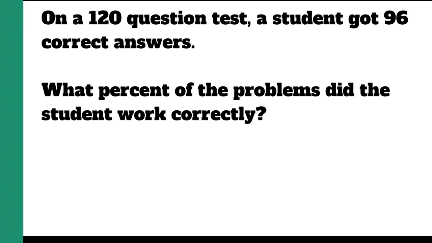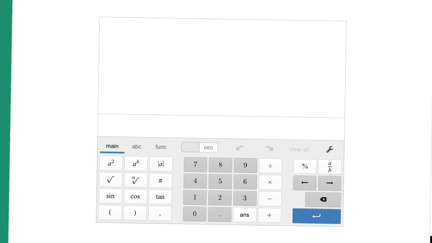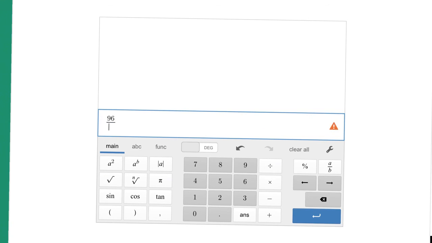Okay, on the last question, on a 120 question test, a student got 96 correct answers. What percent of the problems did the student get correct? So the first thing you should think is, what is my ratio? It's 96 out of 120. Next thing I would have done was get the calculator. So in your calculator, you would type your fraction. Oops, not 100, sorry, 120. So 96 out of 120, which you can see is 8/10.